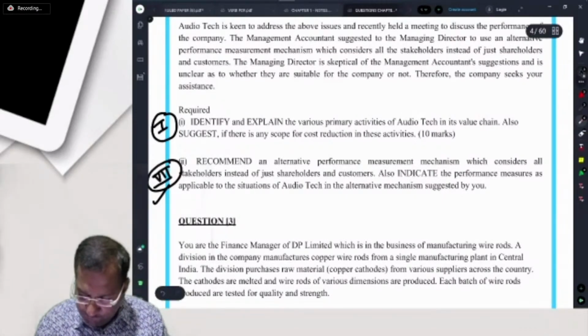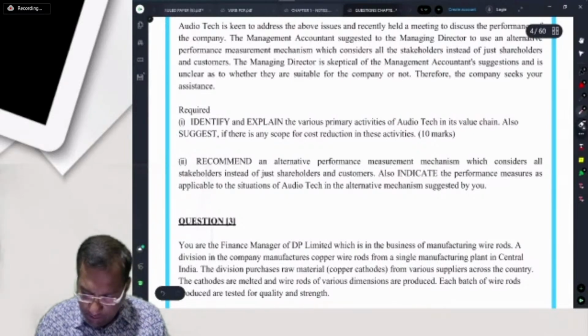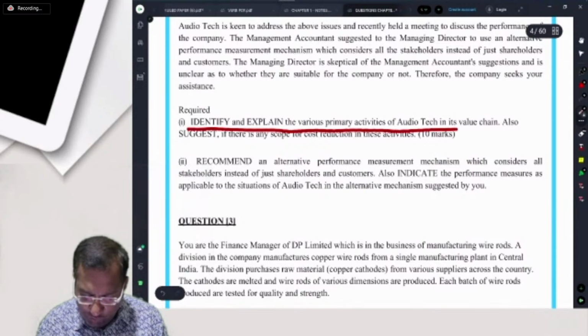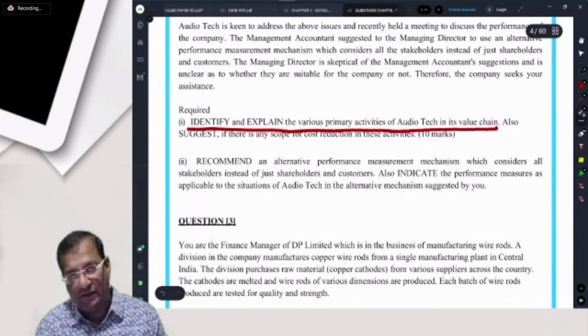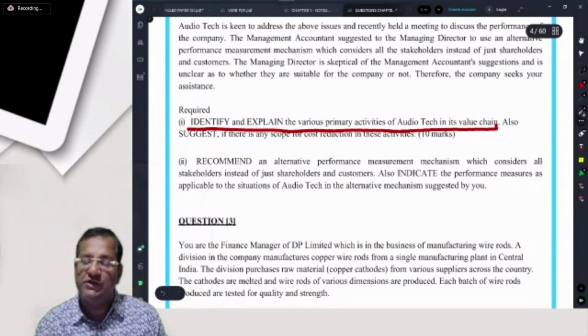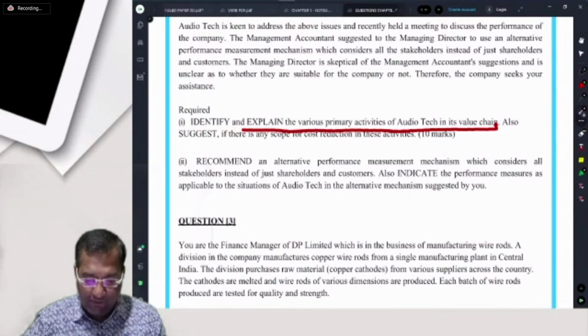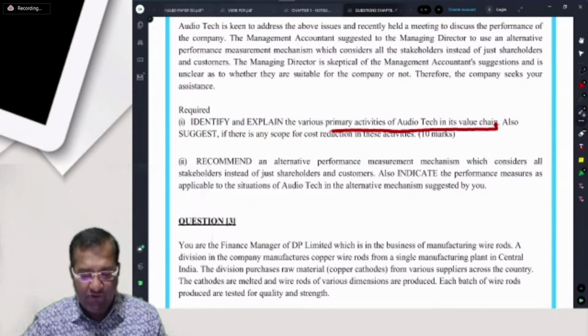Okay, beta. First of all, read out requirement part number 1. What are they saying? Identify and explain the various primary activities of Audio Tech in its value chain. Can you please help me identify whether it's a theoretical requirement part or an application requirement part?